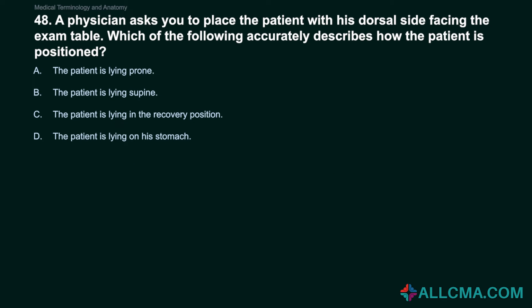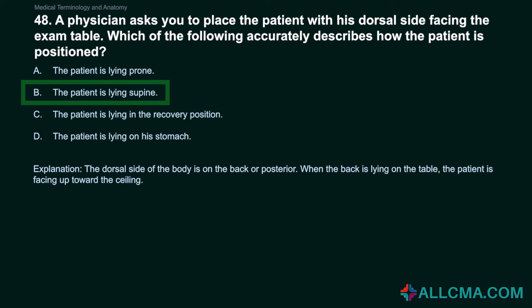48. A physician asks you to place the patient with his dorsal side facing the exam table. Which of the following accurately describes how the patient is positioned? A. The patient is lying prone. B. The patient is lying supine. C. The patient is lying in the recovery position. D. The patient is lying on his stomach. Correct answer, B. The patient is lying supine. The dorsal side of the body is on the back or posterior. When the back is lying on the table, the patient is facing up toward the ceiling.